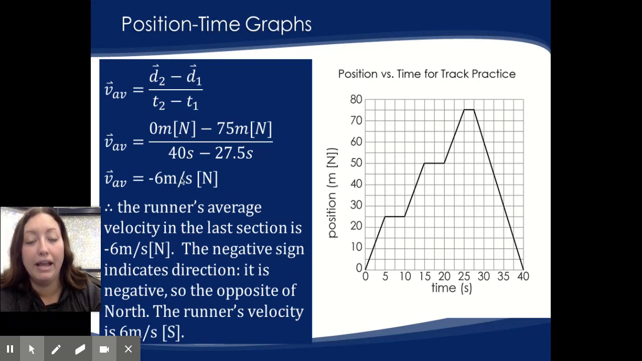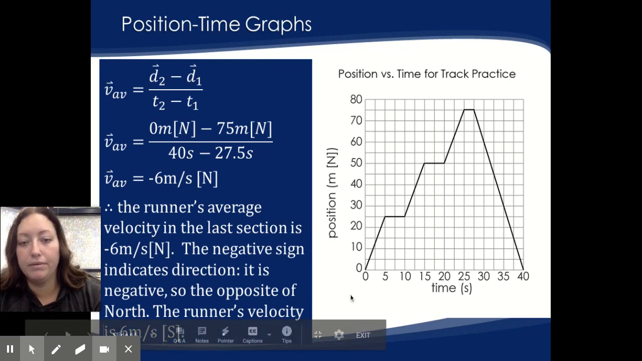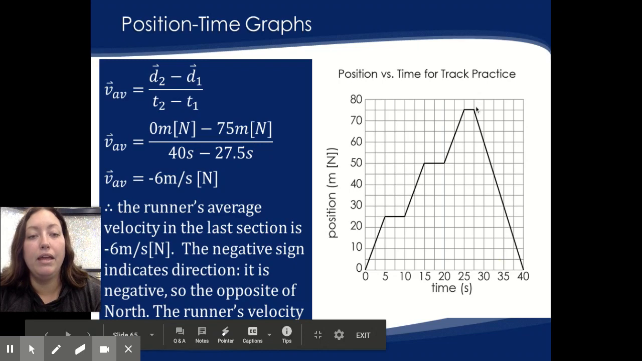Okay, so the negative is indicating a change in your direction. So he was going north originally. That's what I couldn't remember. It's right there. Okay, so he originally was going north. North was his original direction, I should say. And then when you do your average velocity for this portion of the line and it gives you a negative number, it means that he's switched his direction.